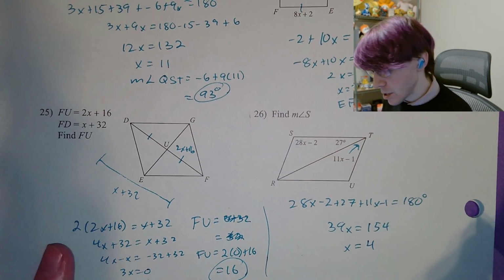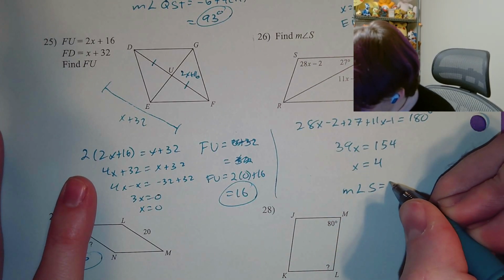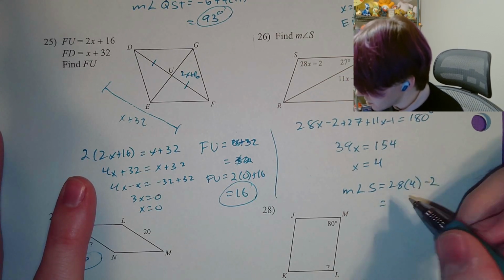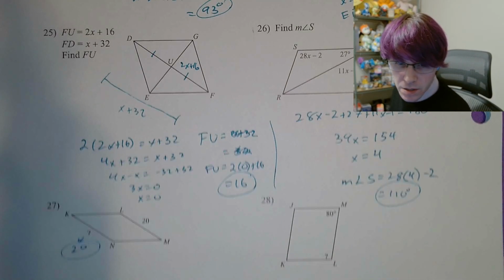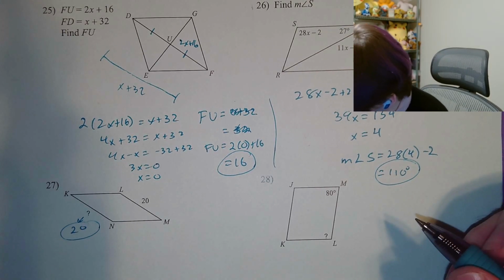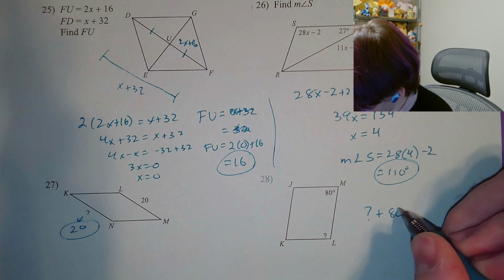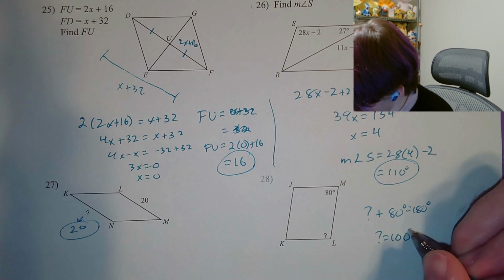And last but not least, the measure of angle S. So the measure of angle S is equal to 28 times 4 minus 2, and that's going to be 110 degrees. All right, 28. This one's a freebie because the next door neighbors add to 180, so the question mark plus that 80 degrees is 180 degrees, or in other words, that question mark is 100.